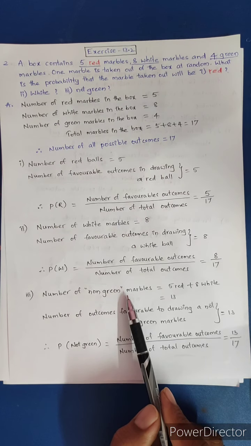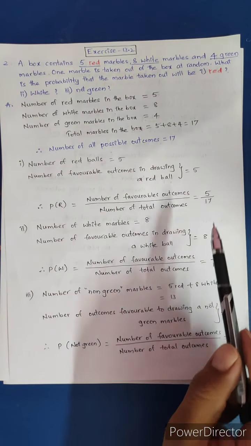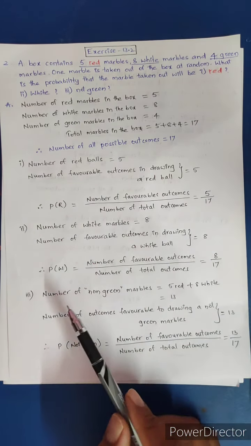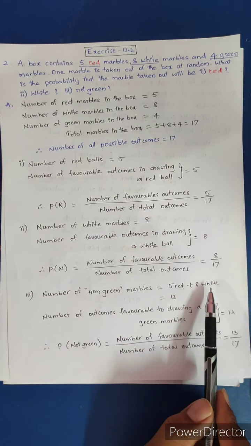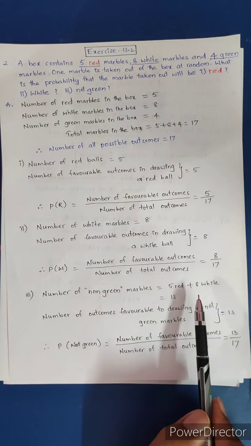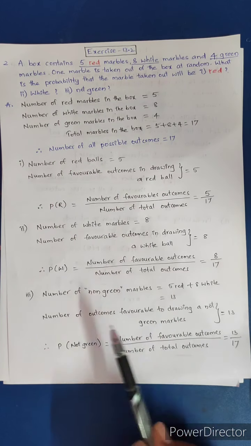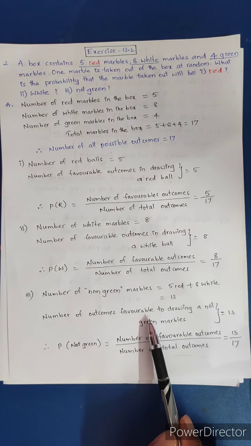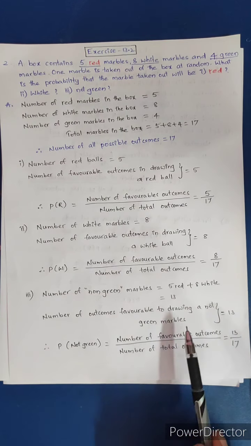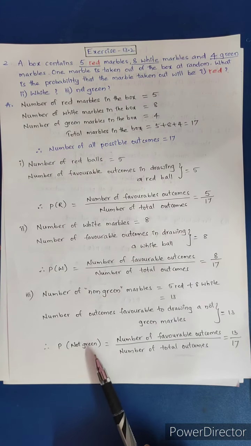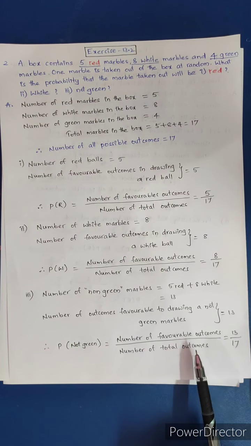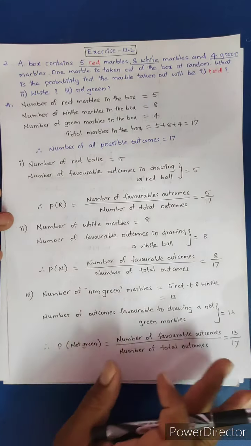Number of non-green, meaning white and red, is 8 plus 5, 13. Number of non-green marbles is equal to 5 red balls plus 8 white balls. So not green balls are 13. Number of outcomes favorable to drawing a not green marble is equal to 13. Probability of the not green event is equal to number of favorable outcomes by total outcomes, 13 by 17.